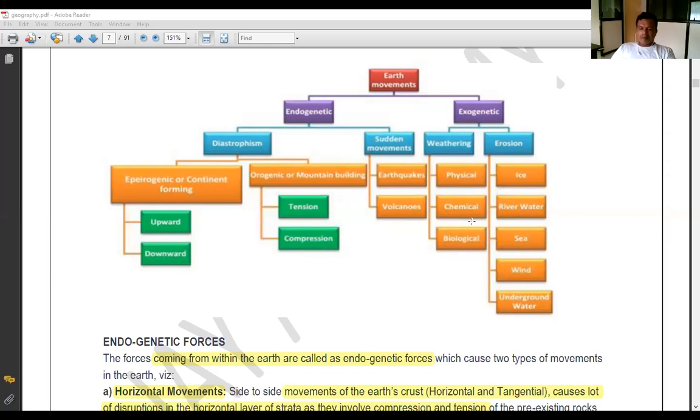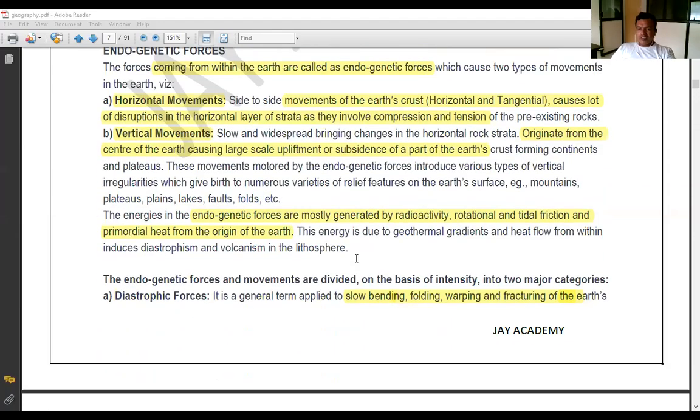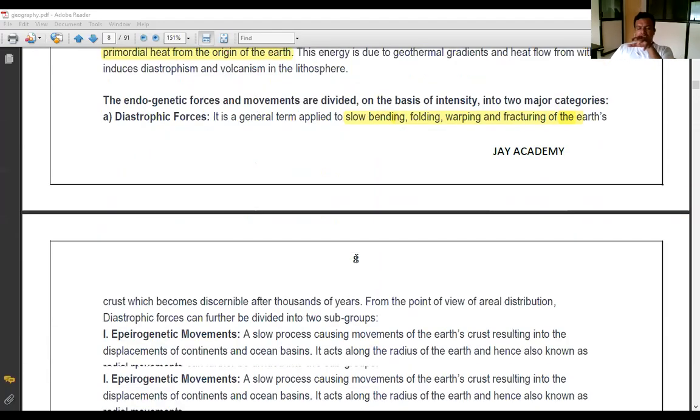Loosening of the upper part of the land surface due to biological activities, like those of plants or animals or insects, is called biological weathering. So basically, weathering is what? Weathering is the loosening of the upper crust of the earth, right?